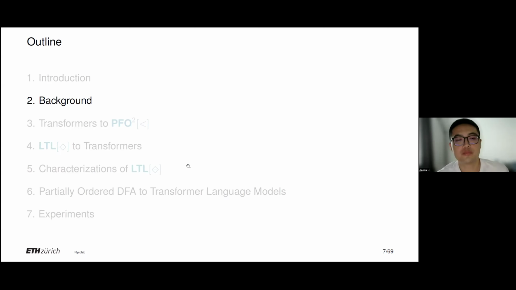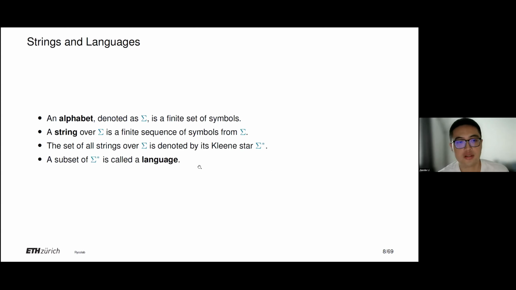I will start with some background knowledge on formal languages and formal logic, but I assume most of you are familiar with them, so I'll just go through them very quickly. An alphabet is just a finite set of symbols denoted as sigma, and a string is a finite sequence of symbols from the alphabet. The set of all the strings over sigma is denoted by sigma star, and a language is just a subset of sigma star.